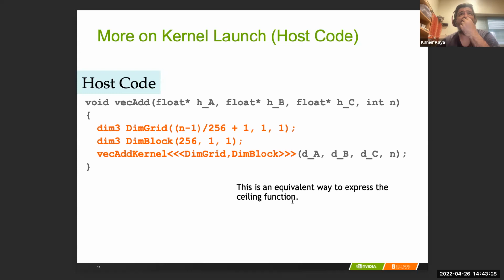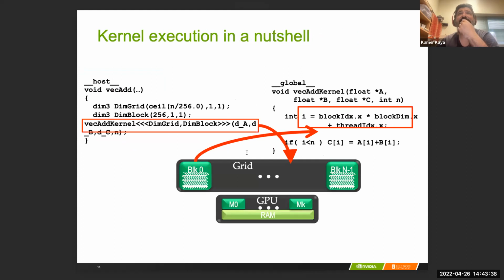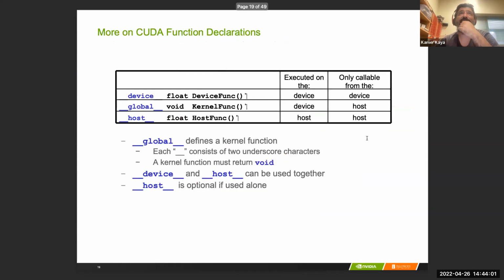And this time we use three-dimensional objects to specify the grid dimensions and block dimensions. And so what happens here? So you call the kernel, the grid is created, the blocks are created. How many blocks do we have? 256. These 256 blocks are distributed to the streaming multiprocessors on the GPU. We have multiple of them on the GPU. And every thread inside each block computes the global thread ID, they do the computation.